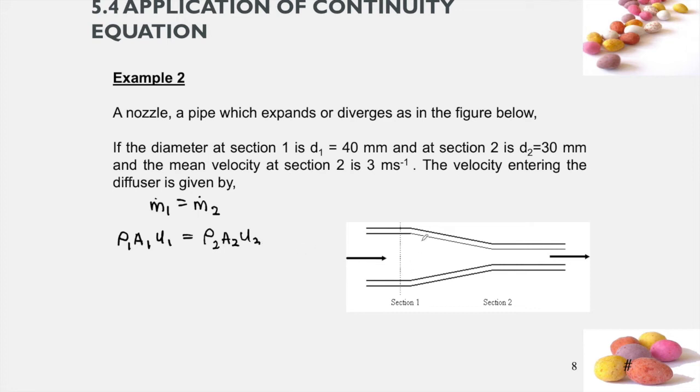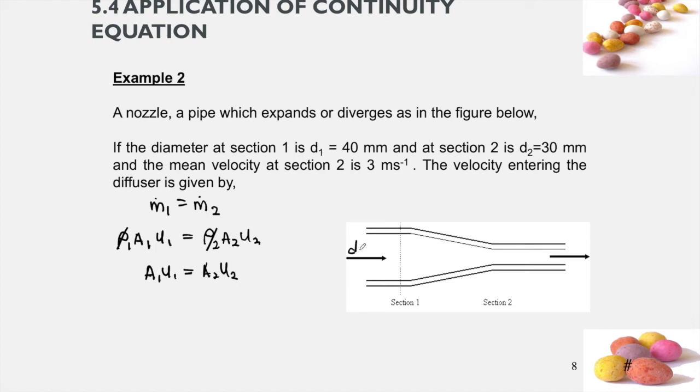Because the fluid flowing in this nozzle is incompressible, rho is constant. Rho 1 and rho 2 can be cancelled out. So we have A1 U1 equal to A2 U2. Now we take a look at the question. Diameter 1 has been given as 40 millimeter, and at section 2 the diameter is 30 mm. So the mean velocity at section 2, I wrote it down here.